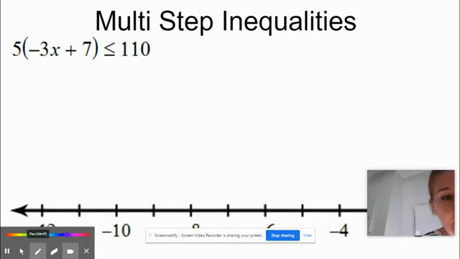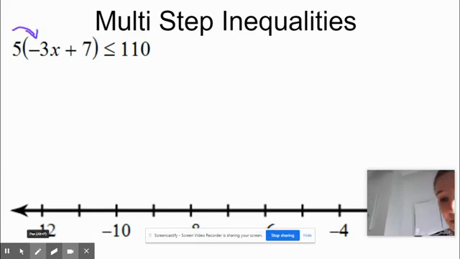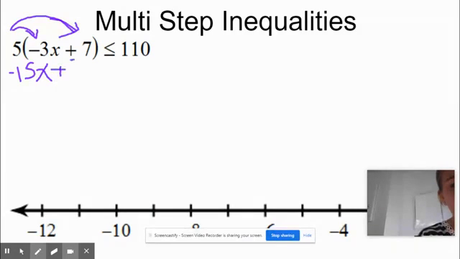Okay. So here we have this. We're going to distribute 5 in. So 5 times -3x is -15x. And again, even though I'm using a -3, it doesn't mean I flip the sign yet. We only flip the sign when we multiply or divide by a negative on both sides, right? So I don't really need to do anything just yet. And then 5 times a positive 7 is positive 35. And again, I don't need to flip the sign. I didn't do anything yet.